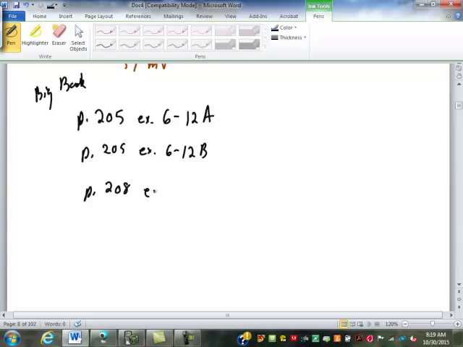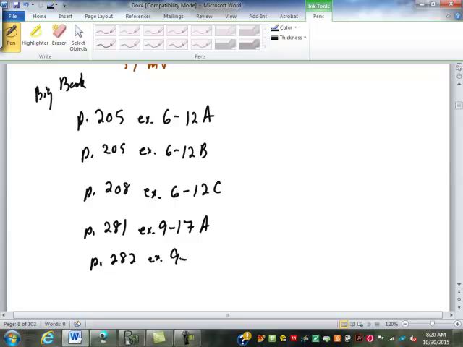On page 208, it's exercise 6-12C. Couldn't see that coming. Yep. On page 281, exercise 9-17A. On page 282, exercise 9-17B. On page 283, 17C.